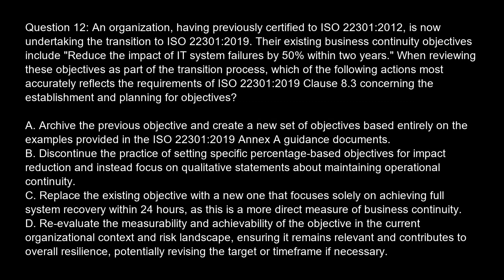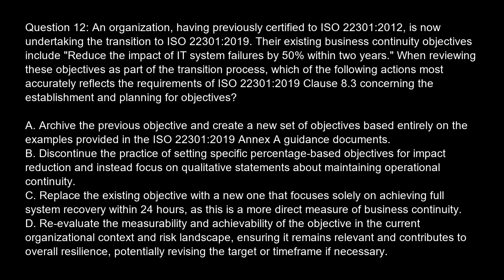Question 12. An organization, having previously certified to ISO 22301:2012, is now undertaking the transition to ISO 22301:2019. Their existing business continuity objectives include: reduce the impact of IT system failures by 50% within 2 years. When reviewing these objectives as part of the transition process, which of the following actions most accurately reflects the requirements of ISO 22301:2019 Clause 8.3, concerning the establishment and planning for objectives?